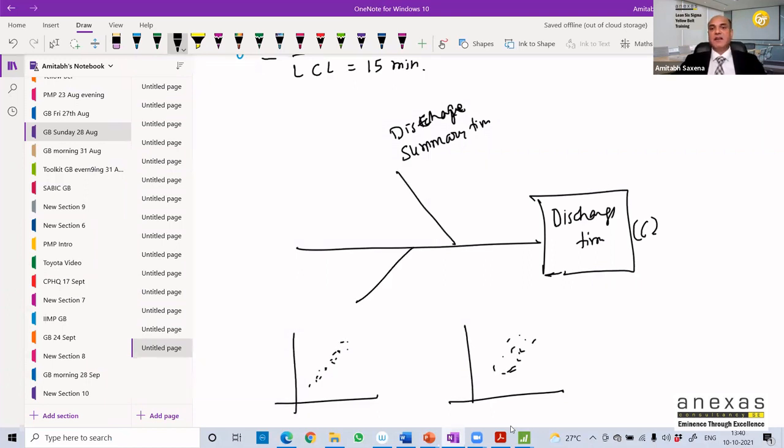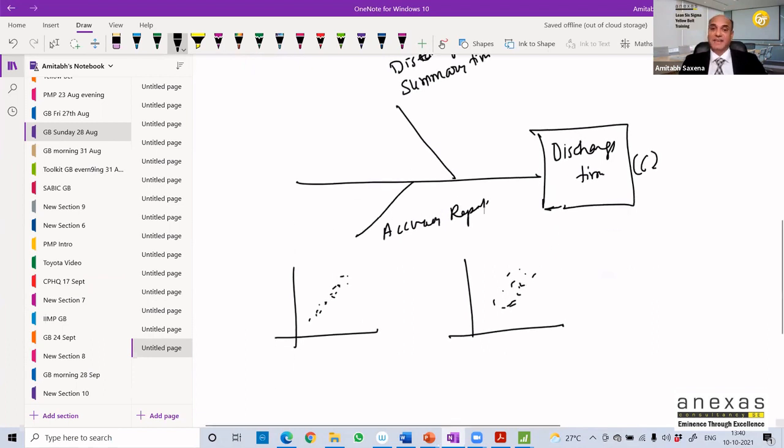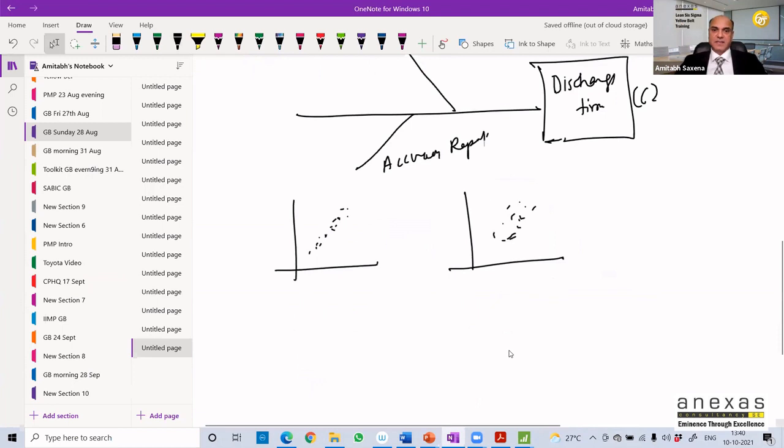Now, what happens if there is attribute data? A combination of attribute versus discharge time. For example, the accuracy of the reports. Report accurate or not accurate. Now, in that case, is it affecting accuracy of report? Here I cannot make a scatter plot. I cannot make a scatter plot.